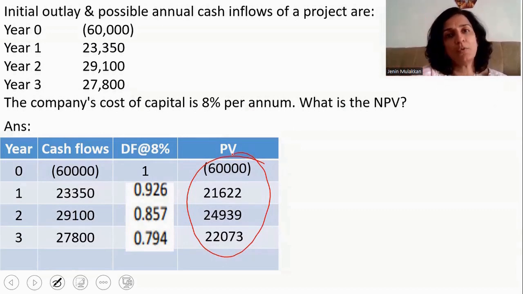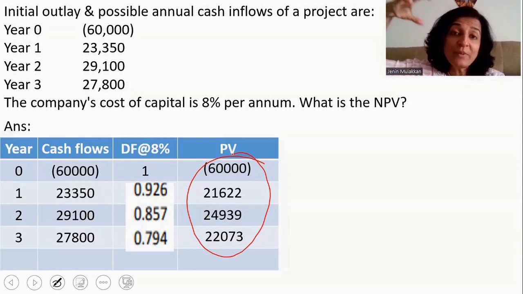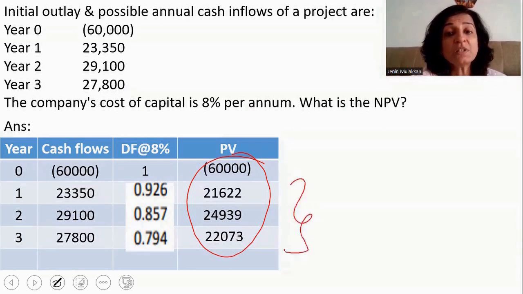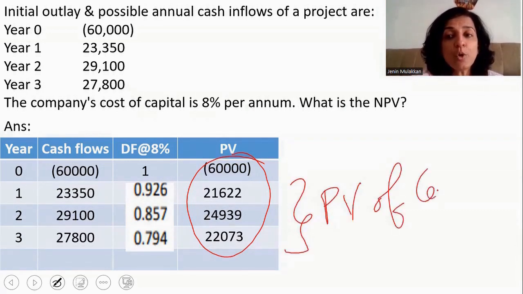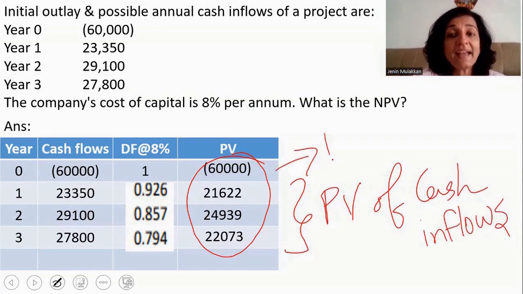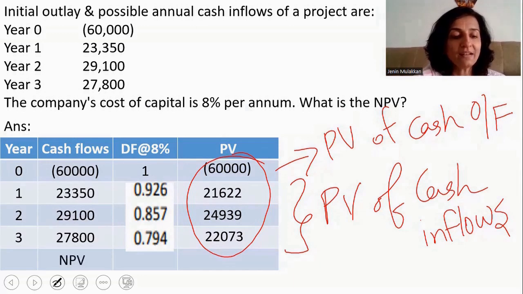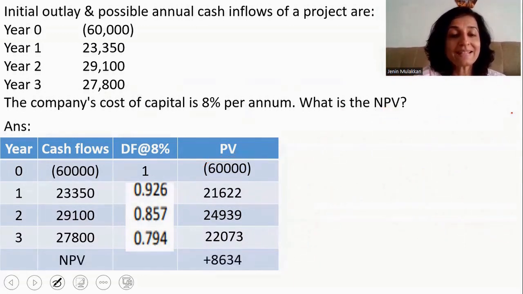Now we can net off. Now it is in the same terms. All the future values have been converted into the present value. And we have to find out the net present value. How do we find out the net present value? All that you have to do is find out the difference between the present value of cash inflows and the present value of cash outflows. So we will add the last column to get the net present value as plus 8,634.